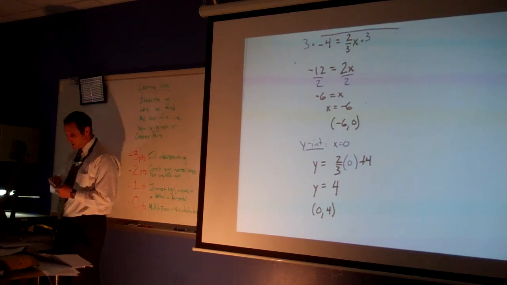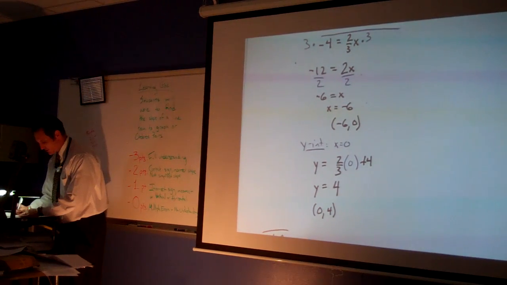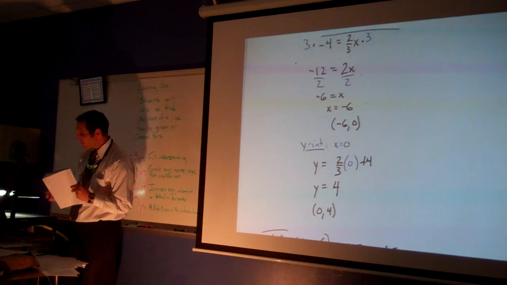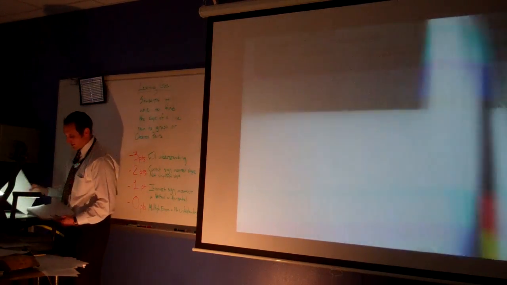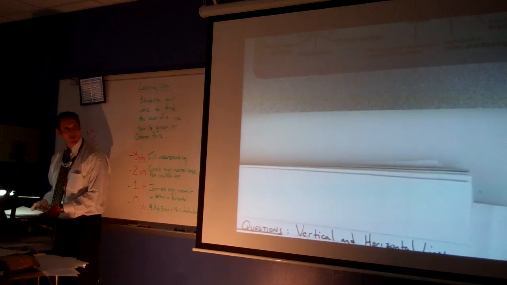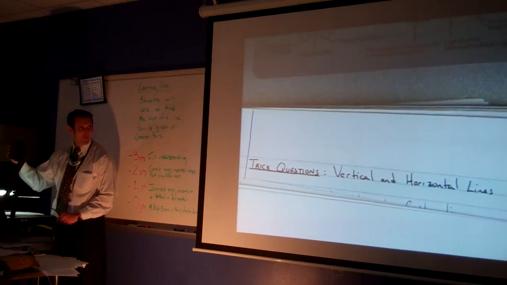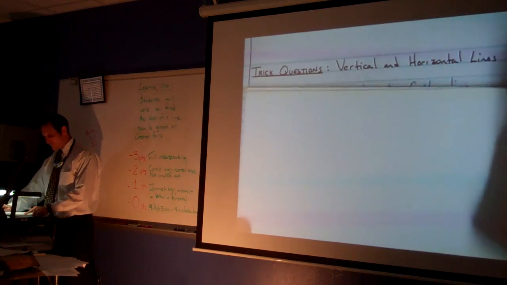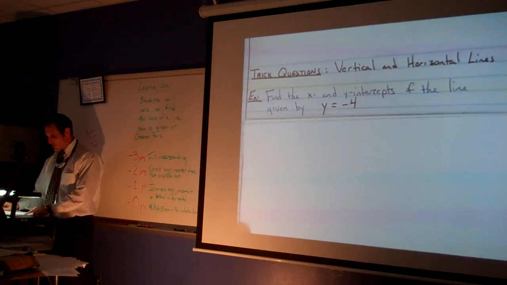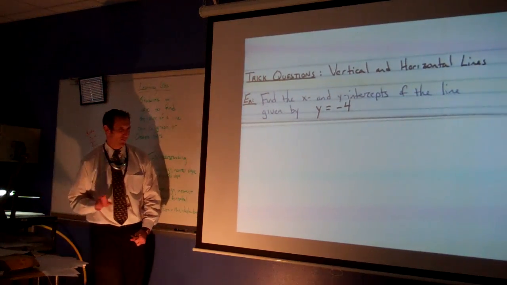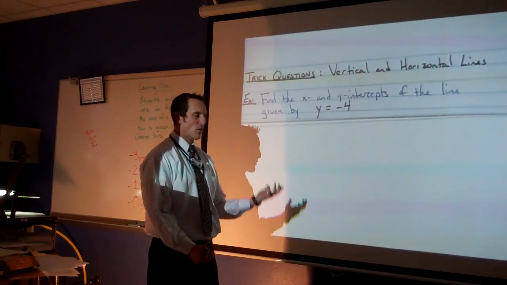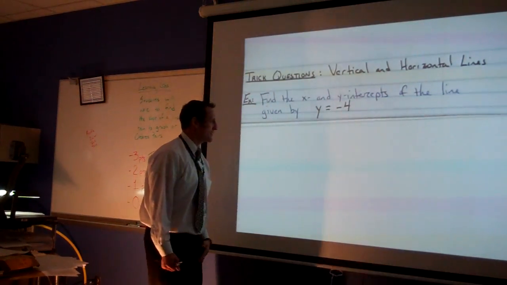What happens when we have trick questions? Our trick questions are vertical and horizontal lines. They are tricky. Very tricky beasts, but very useful. So if we find the x and the y-intercept given by this equation, y equals negative 4. To find the x-intercept, make y 0. To find the y-intercept, make x 0.